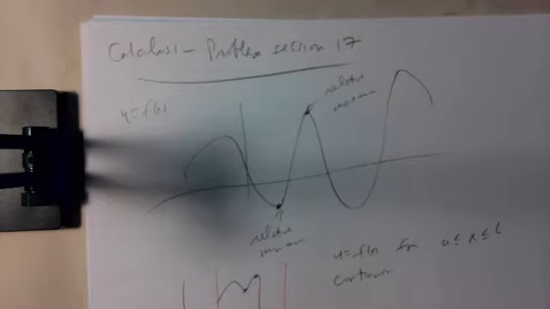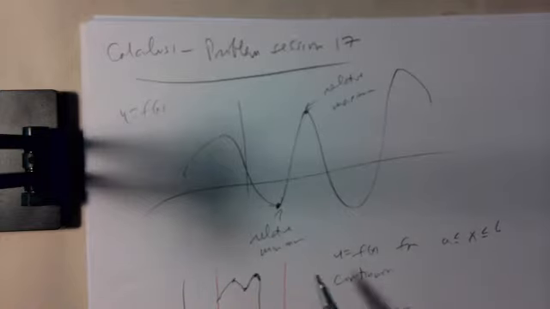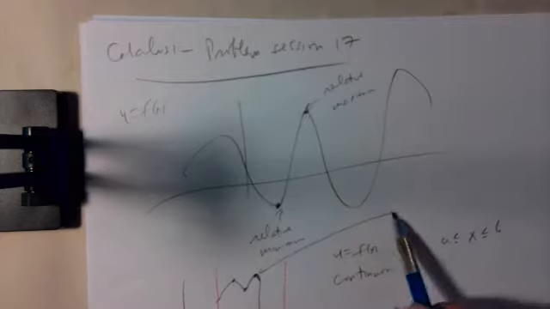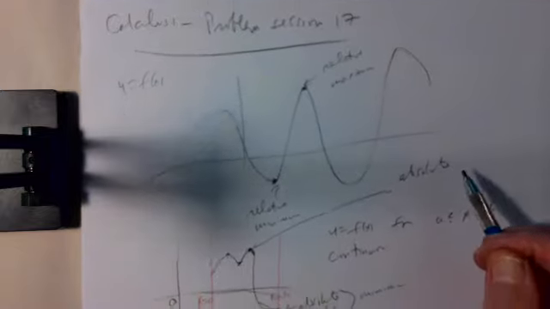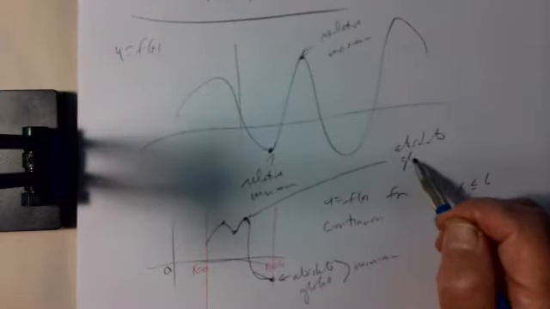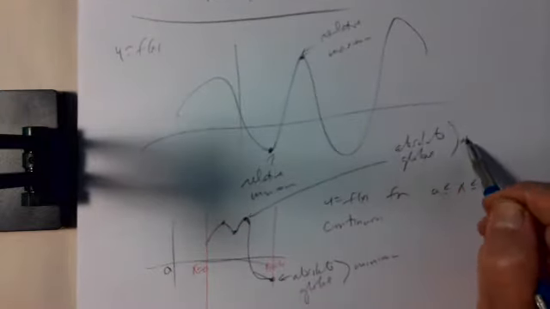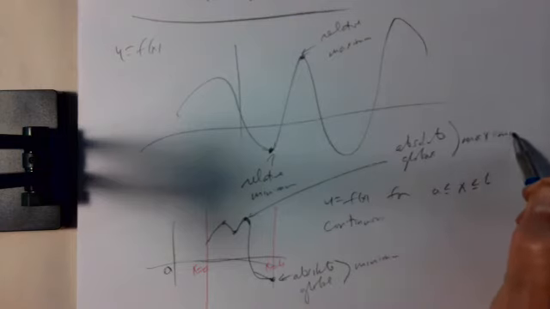And this would be called the absolute or global minimum. This is a relative max, this is a relative max, but this one is bigger. And this point would be called an absolute or global maximum of the function on the interval.